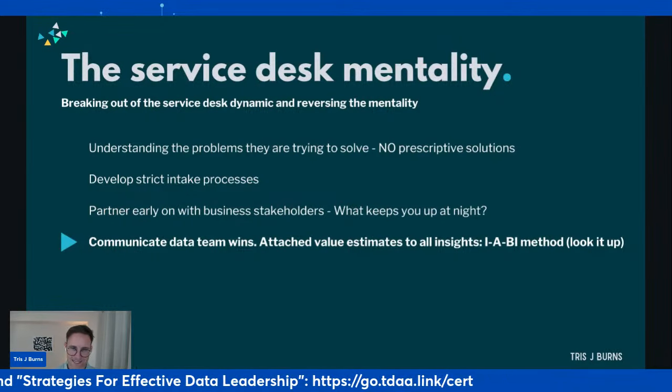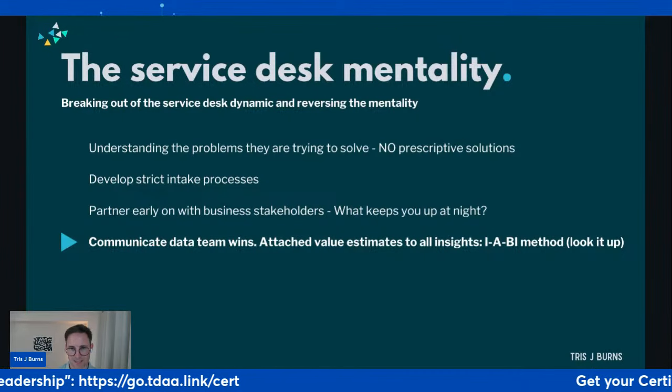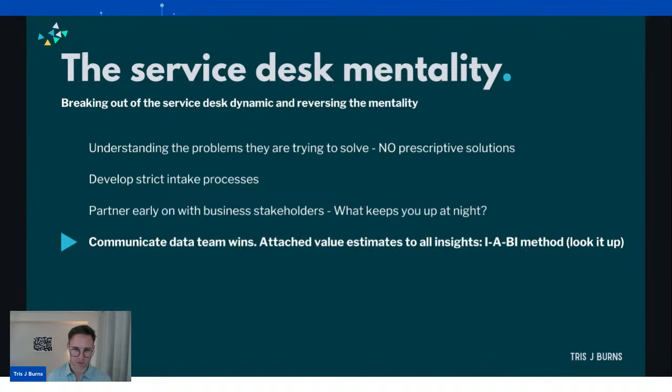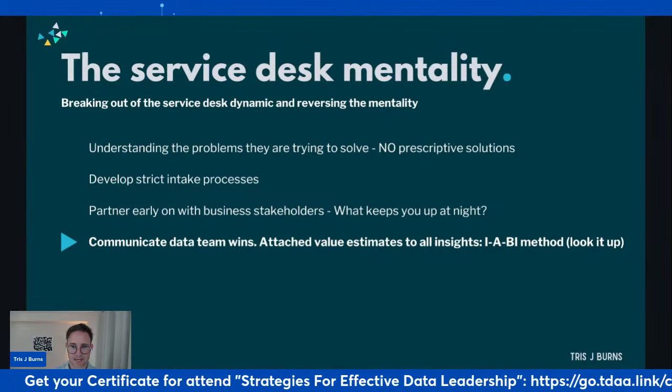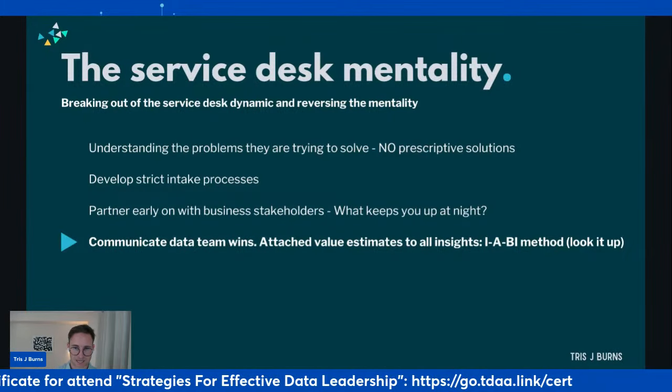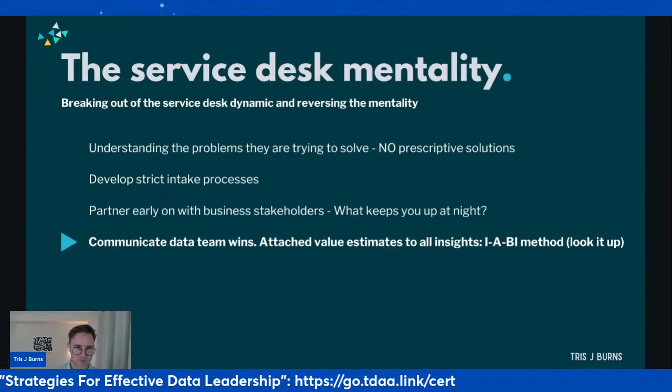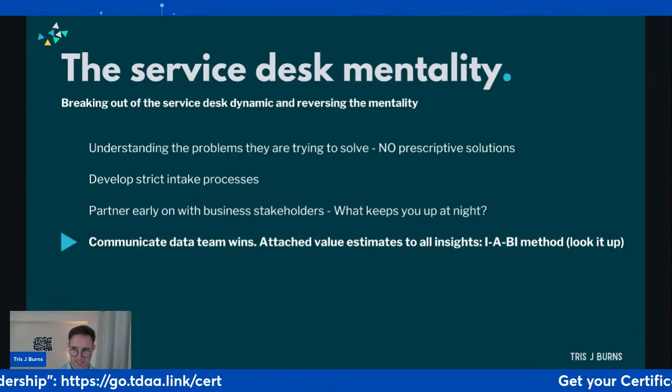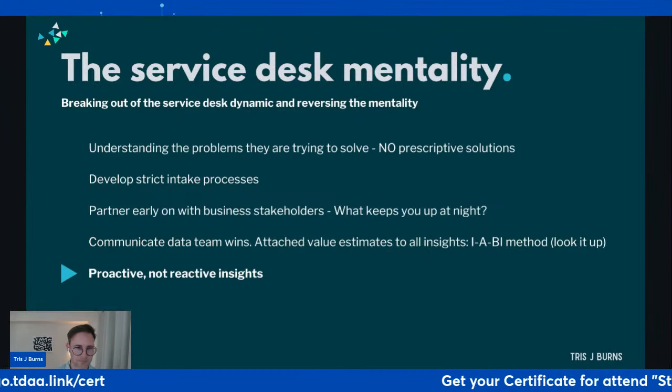Again, communicate data team wins, sell internally, attach value estimates to your insights, and always use, well, you can use other methods, but I like to use the IABI method. Look it up. Insight, action, business, impact. Any communication you have with the business on data, share that, design it in this way.